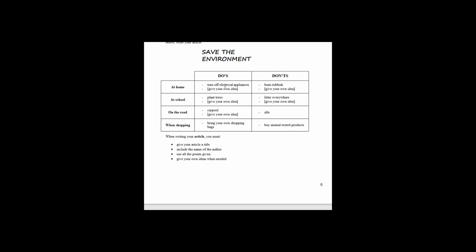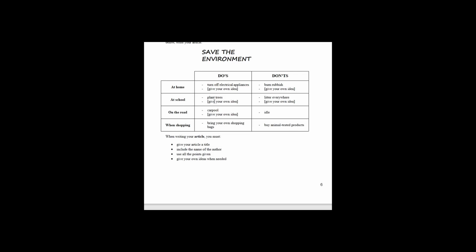Okay, at home, turn off electrical appliances. What are electrical appliances? Appliances means all your electrical equipment, like your heater, your water dispenser, or something like that. And don't burn rubbish. Do not burn rubbish. Here you will give your own idea. For do's and for don'ts, you have to give your own idea. This own idea is the one that will be counted as a point for your essay.